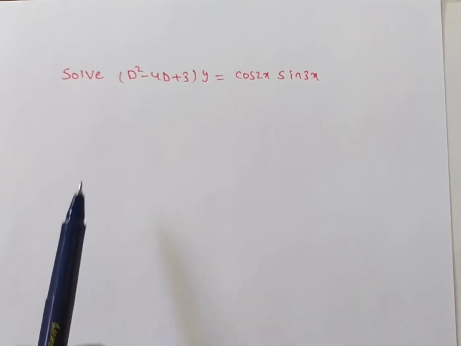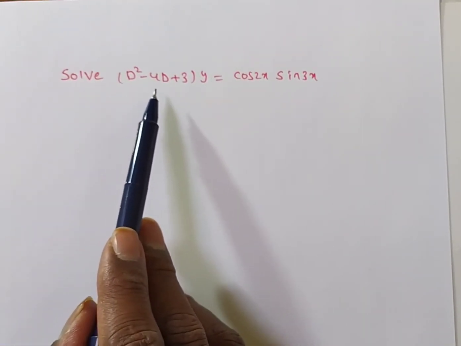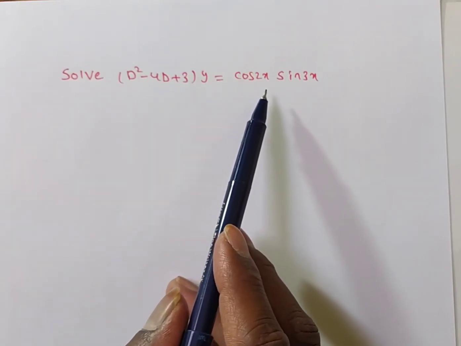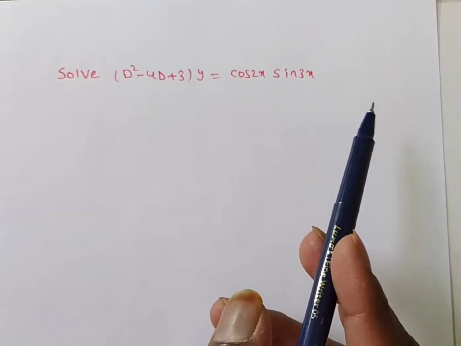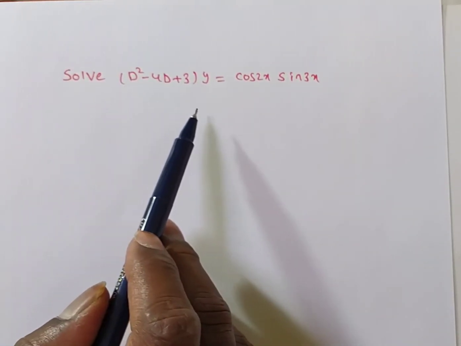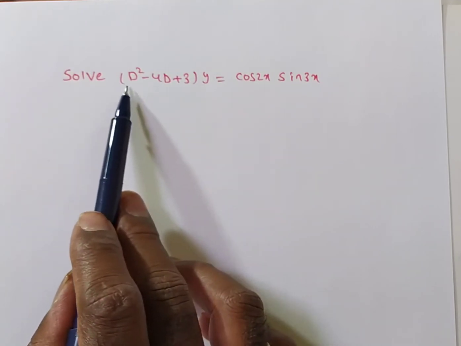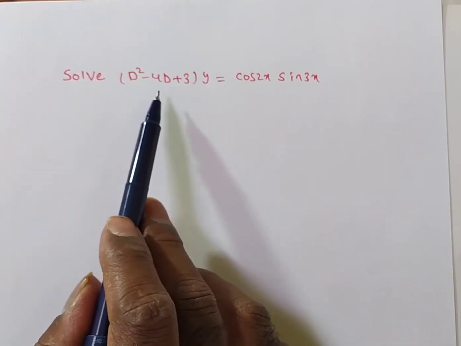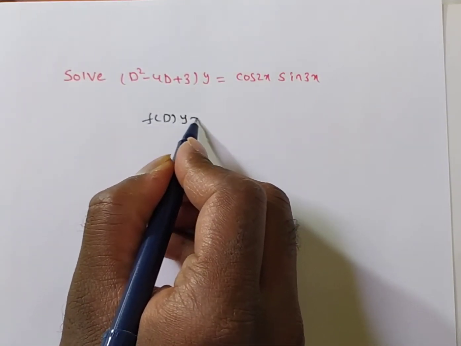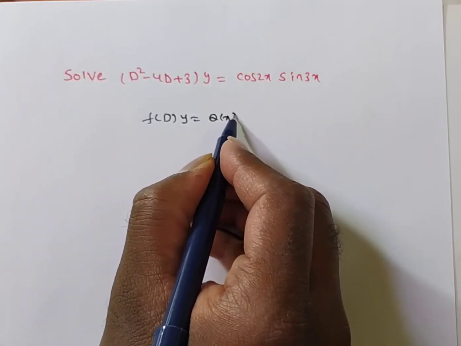The problem is to solve (D² − 4D + 3)y = cos 2x sin 3x. Okay, now this is a second order problem. So you can say this belongs to higher order linear differential equations with constant coefficients, because the coefficients of D are constants. So this is in the form f(D)y = Q(x).